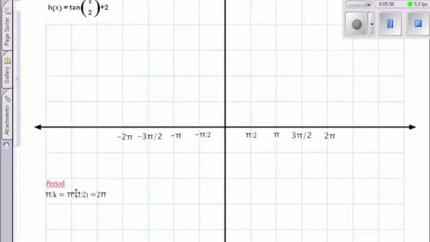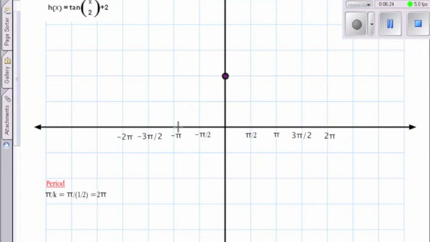Now period is one thing that we have to calculate first. Remember, for tangent, period is pi over k, so pi divided by 1/2 is 2 pi. There is no phase shift in this case, so I'm simply going to shift my graph up 2 units. Originally I had a point at 0, where I crossed the x-axis, but now if I go up 2 units, the graph is going to cross here.